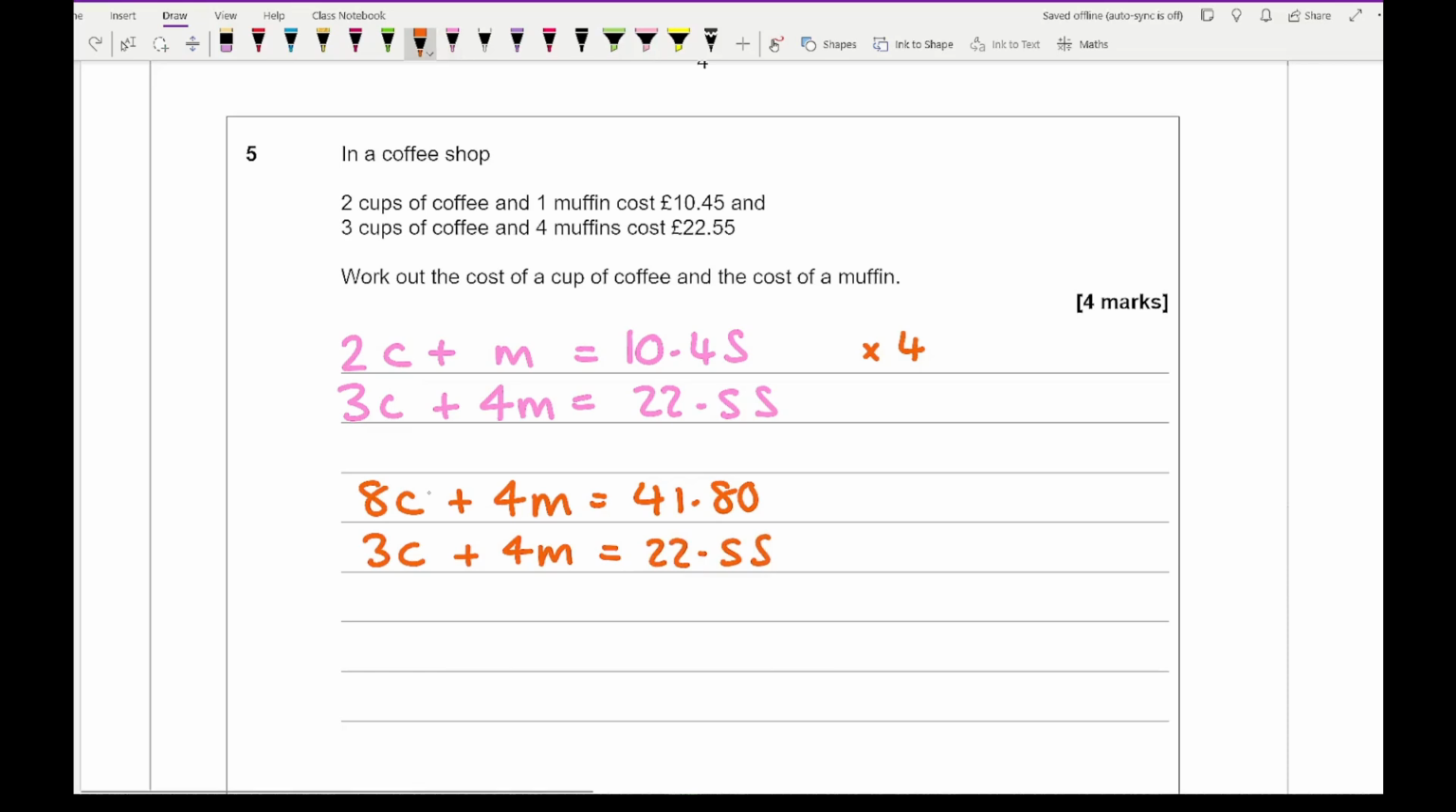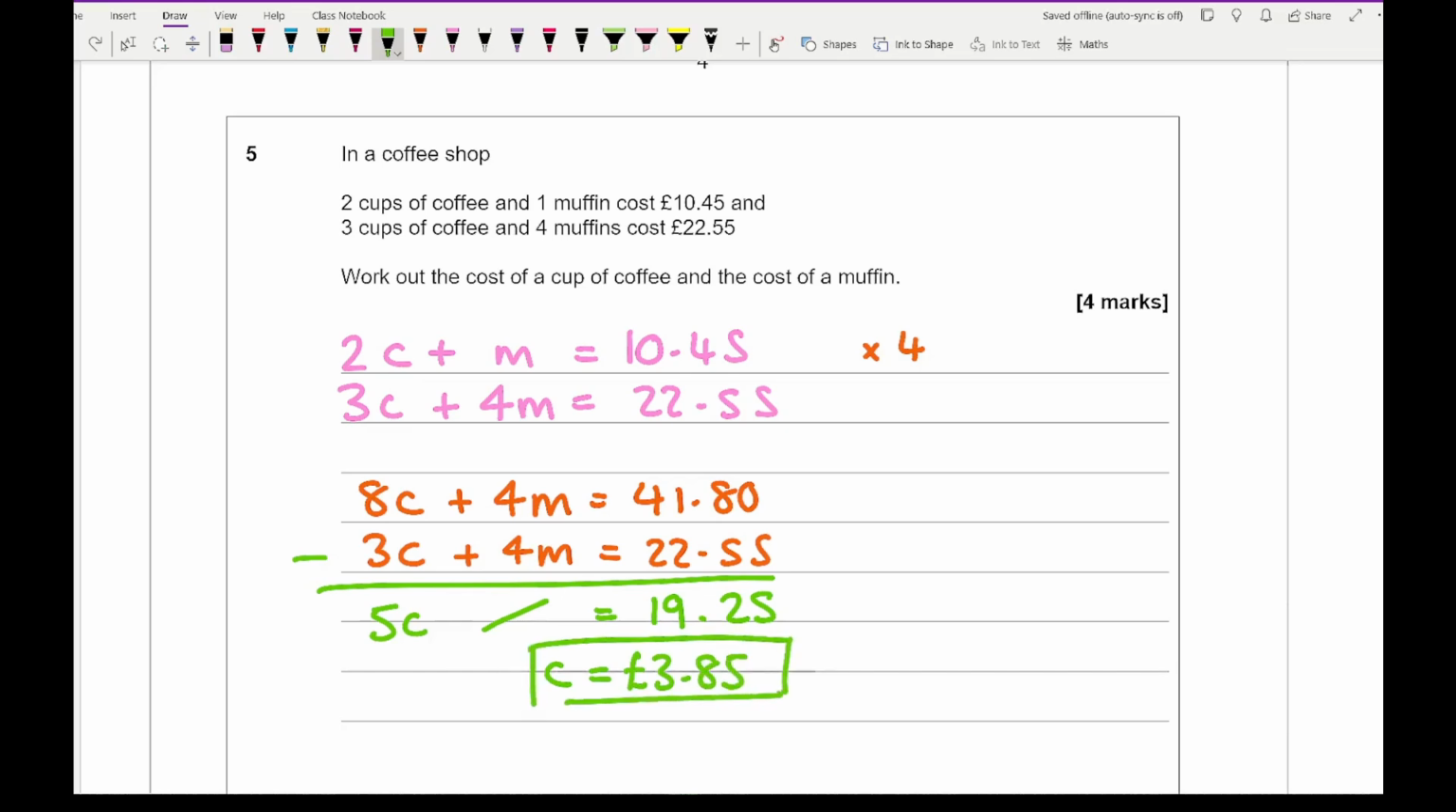So now I've got the same number of m's, they're both the same sign, so I take away the two equations. So here I end up with 5c, m's cancel out, and £41.80 take away £22.55 gives me an answer of £19.25. So 5 cups of coffee cost £19.25. Then 1 cup of coffee is going to be 19.25 divided by 5, which is £3.85.